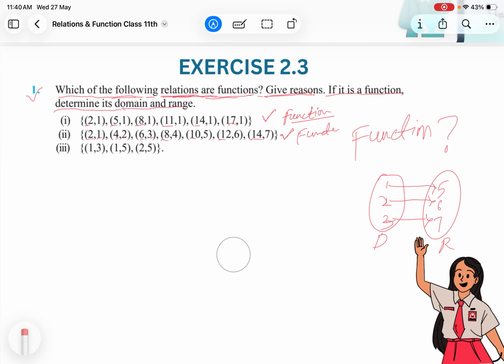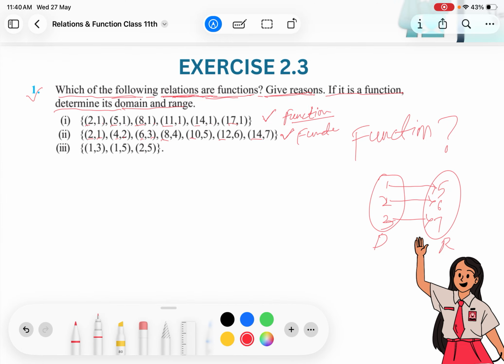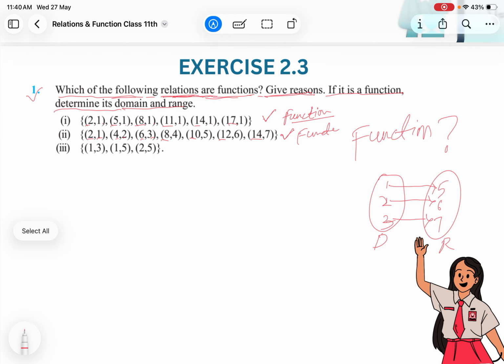Okay, now the next question. Let me just clear this. Next question, question number 3. We have to make an arrow diagram because it's easy to understand. 1 and 2. You see 1, 1. So if there is 1 twice, then we have to write it only once. No need to write it twice like this.